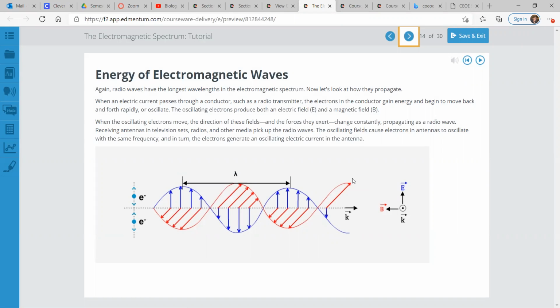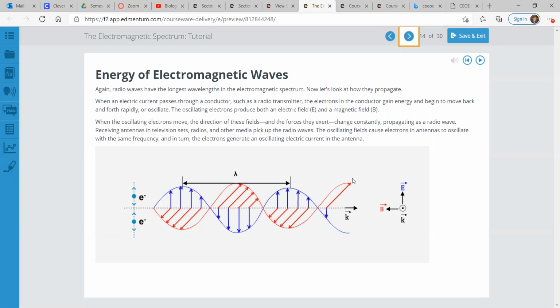So last time we talked about radio waves and how they were the longest wavelengths in the electromagnetic spectrum. And now we're going to look at how they propagate. How do these waves wave, basically? When an electric current passes through a conductor, and that conductor can be a radio transmitter, the electrons in the conductor gain energy and they begin to move back and forth rapidly, or oscillate. Oscillate is another word for wave.